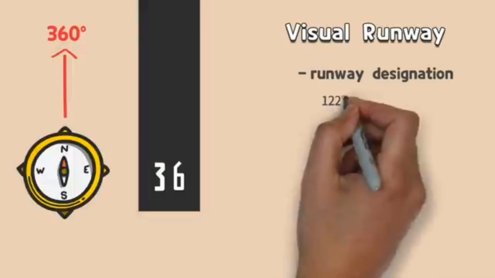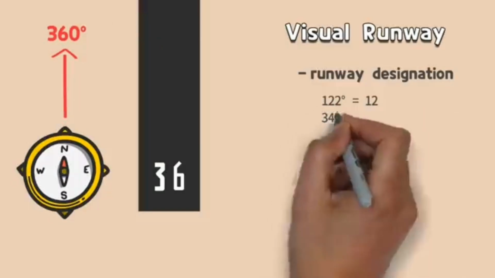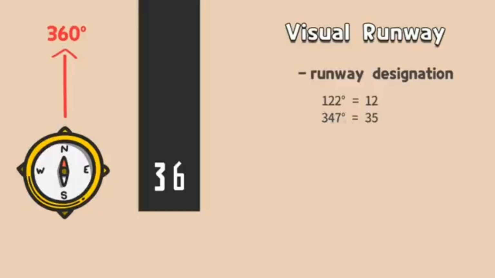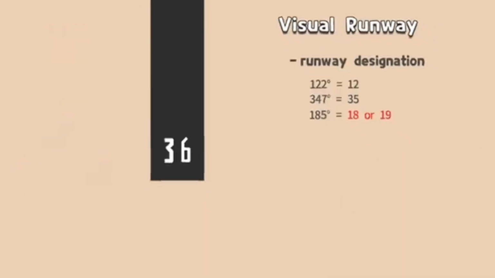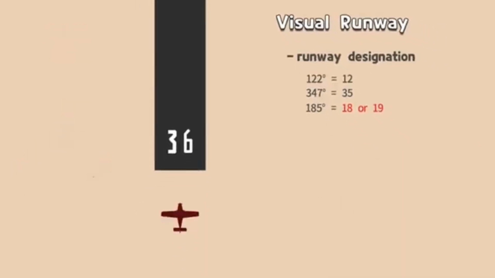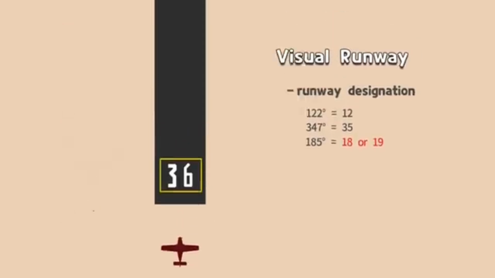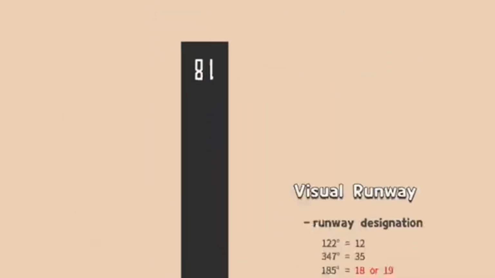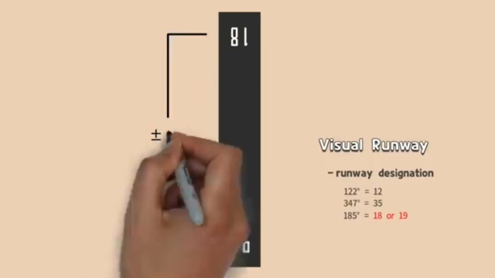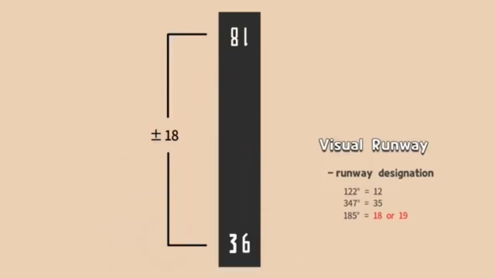Divide 360 degrees by 10 degrees and round the number below the decimal point to represent as an integer. If the runway direction is 185 degrees, both 18 and 19 can be used. This number is based on the field of view when attempting an approach. Therefore, the other side is marked like this. The difference between the numbers at each end of the runway is always 18. This is because the angle between the two numbers is 180 degrees.